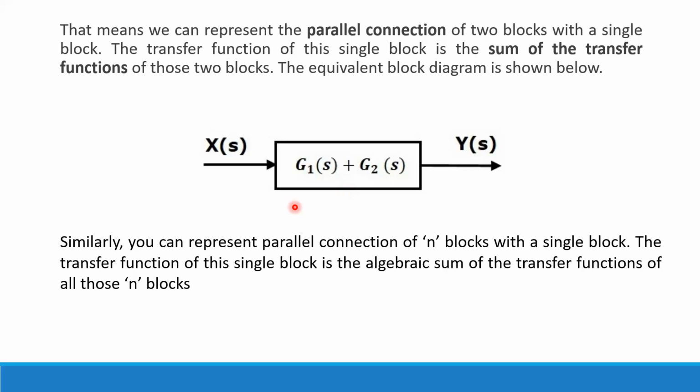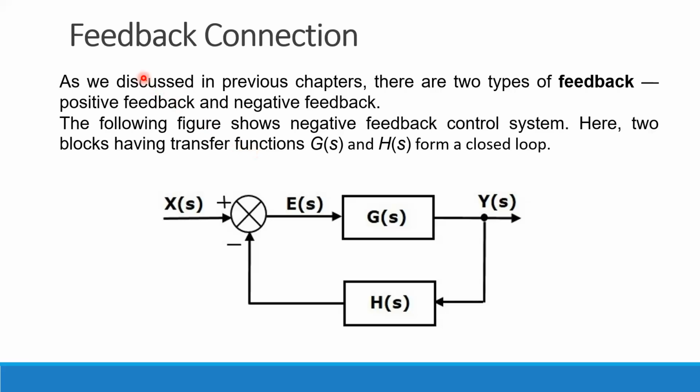And similarly you can represent the parallel connection of n blocks with a single block by using this algebra, which says add or sum up the transfer functions of the number of blocks to get the reduced block. So this is the second type of connection, and the third one is feedback connection.